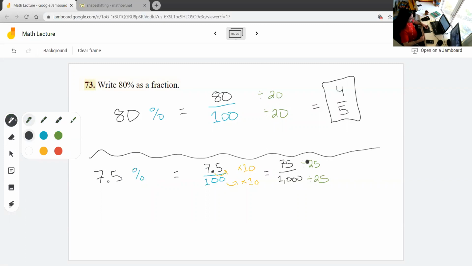Okay, 75 divided by 25. How many quarters are in 75 cents? That's 3. How many quarters are in $10? Each dollar has 4 quarters, so $10 would be 40 quarters. That's about as hard as I can make them. Should we do another one or good enough?